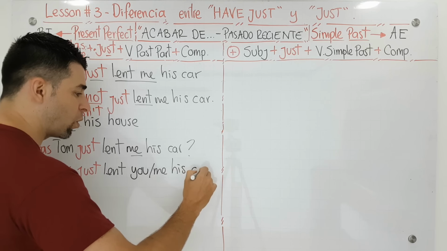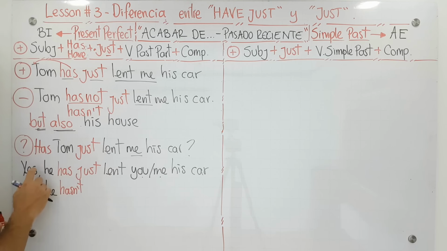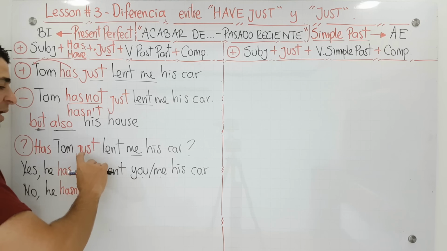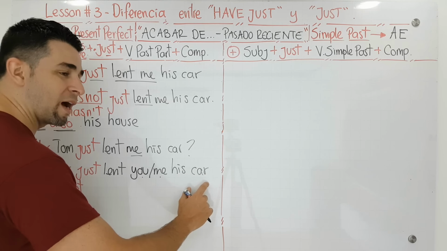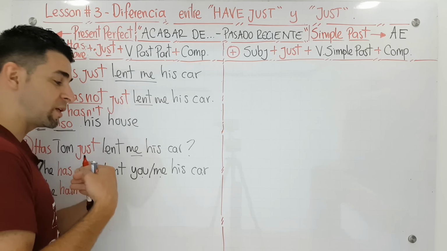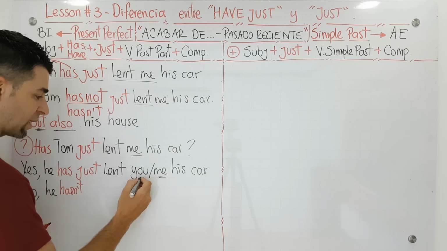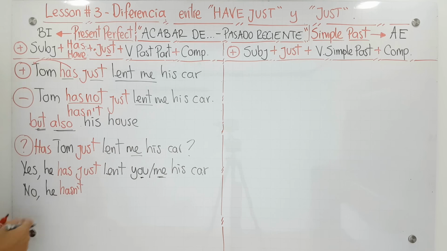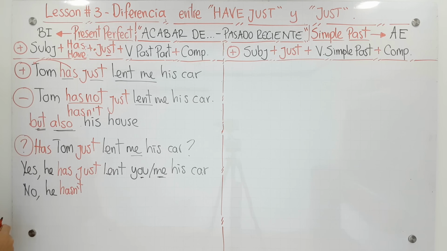Y luego nuestro complemento. ¿Por qué entonces tenemos que decidir entre estos dos? Por lo siguiente. Si dice acá, sí, él acaba de prestarte o acaba de prestarme su carro. Si yo mismo me voy a contestar, entonces utilizo este. Y si le voy a dar la respuesta a otra persona que me hizo esta pregunta, entonces utilizo you. Ambas serían correctas. Lo mismo pasaría con esta. No, he hasn't just lent you his car. O no, he hasn't just lent me his car. Ahí está entonces esa forma, ¿ok?